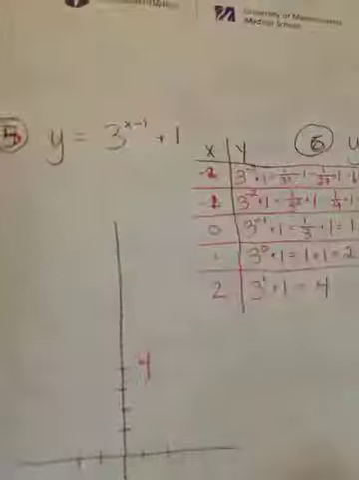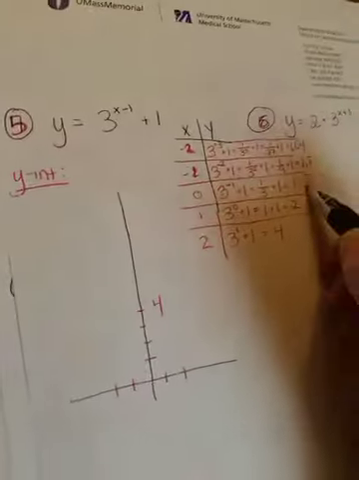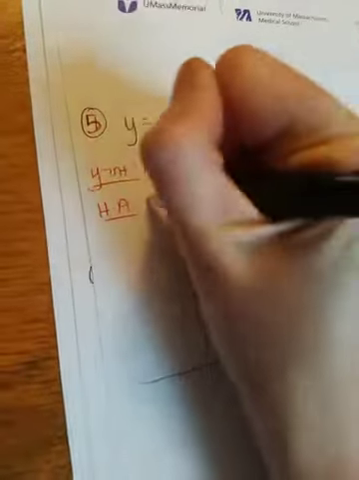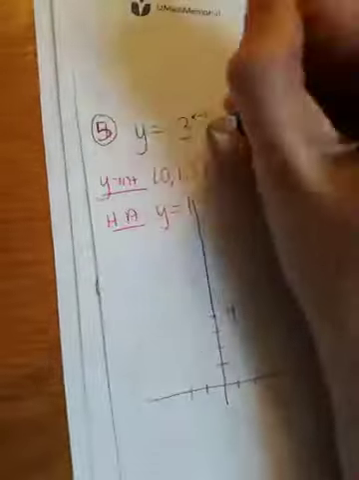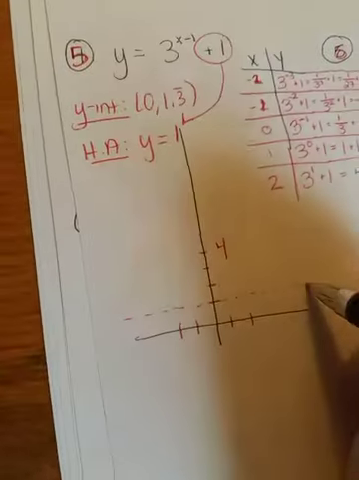So there we go. We can answer our questions right now. Y-intercept is at 0, 1.3 repeating. And the horizontal asymptote is whatever is added on to the end. So it's y equals 1. So at y equals 1, it might help me to put in that dotted horizontal line, so I know not to go below that.